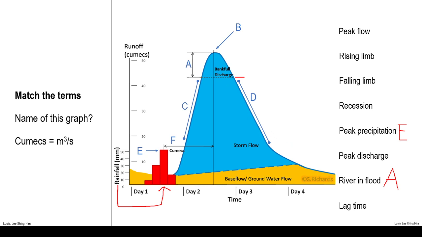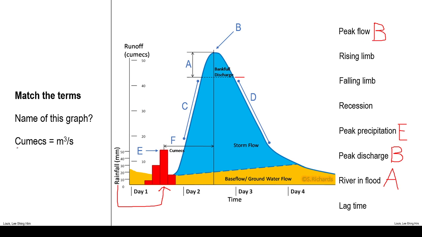But in this flood period, the moment of time with the highest river flow is point B. We say that this is the peak discharge, or the peak flow. Discharge is the amount of water in the river, and peak flow encompasses the element of time.